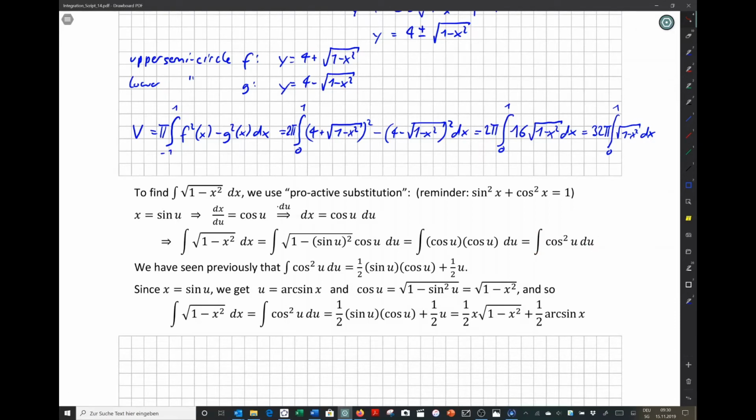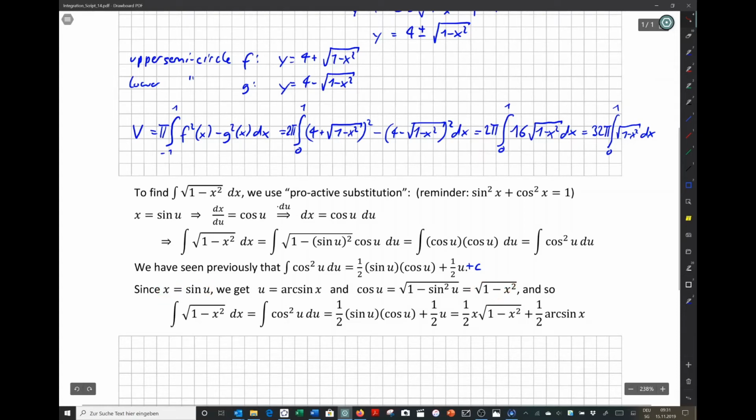Previously, we have seen that the integral of cosine squared of u du is this function here, 1/2 sine u cosine u plus 1/2 u. Since x is sine of u, to substitute it back, u is then arcsine of x, and we also need cosine of u. So cosine of u is, again using this unity here, the square root of 1 minus sine squared of u, and since the sine of u is just x, we get square root of 1 minus x squared.